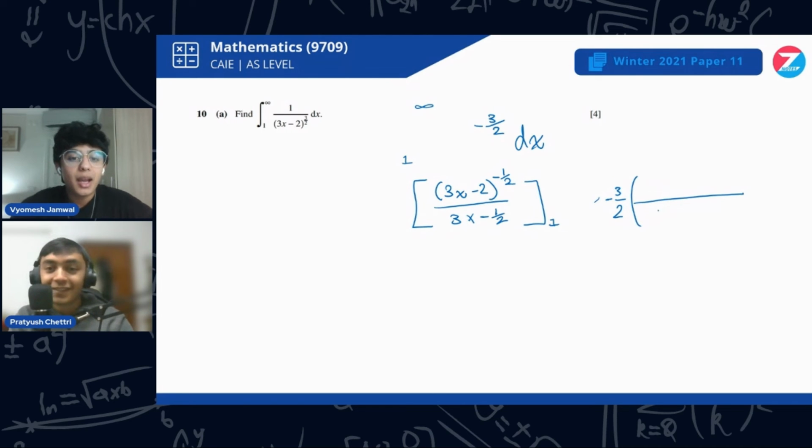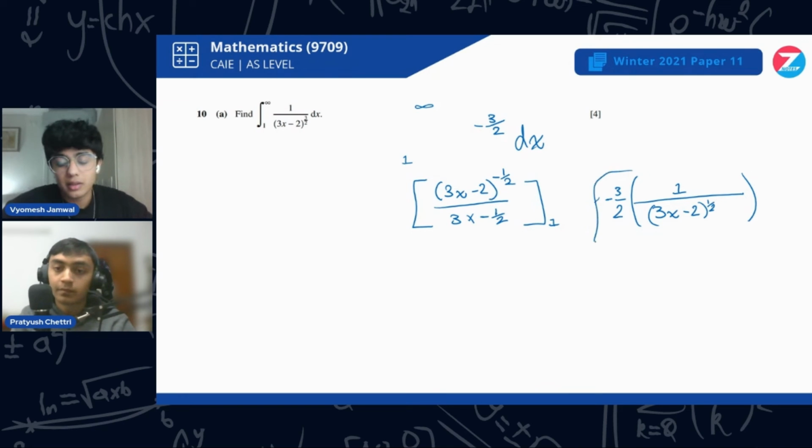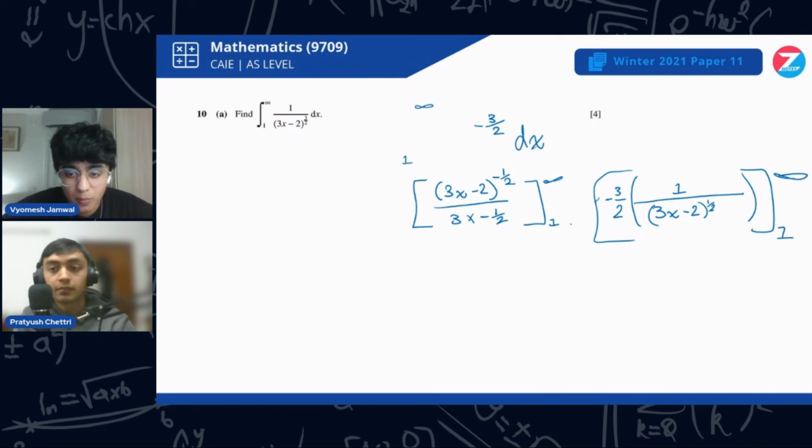Anyway, the other thing would be 1 upon 3x minus 2 to the power half, with the limits of 1 and infinity. And that simply shows us that if we put infinity there, then it's gonna be infinity on the denominator. And if it is an infinity on a denominator, that essentially equals 0.